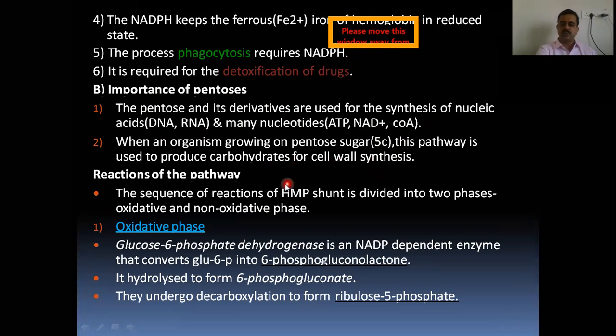Now, the reactions of the pathway. What are the different reactions? The sequence of reactions of HMP shunt is divided into two phases, oxidative and non-oxidative phase. Oxidative phase: glucose 6-phosphate dehydrogenase is an NADP dependent enzyme that converts glucose 6-phosphate into 6-phosphogluconolactone. It is hydrolyzed to 6-phosphogluconate. They undergo decarboxylation to form ribulose 5-phosphate.